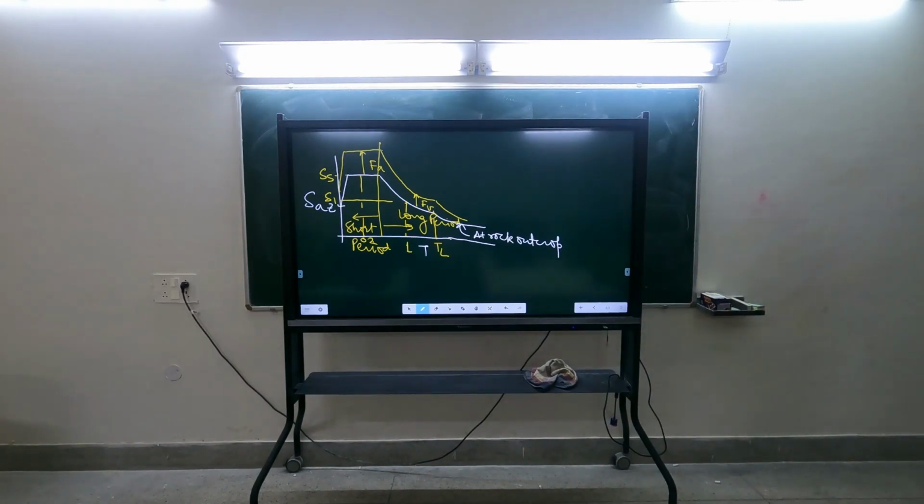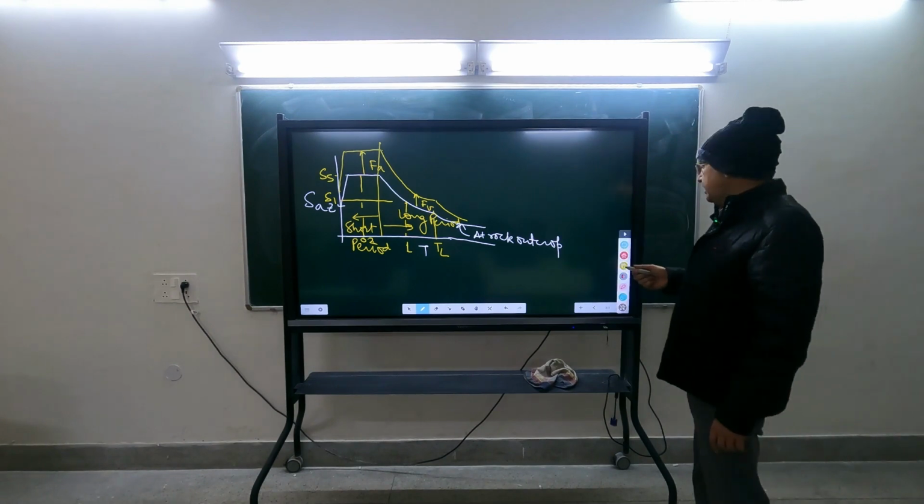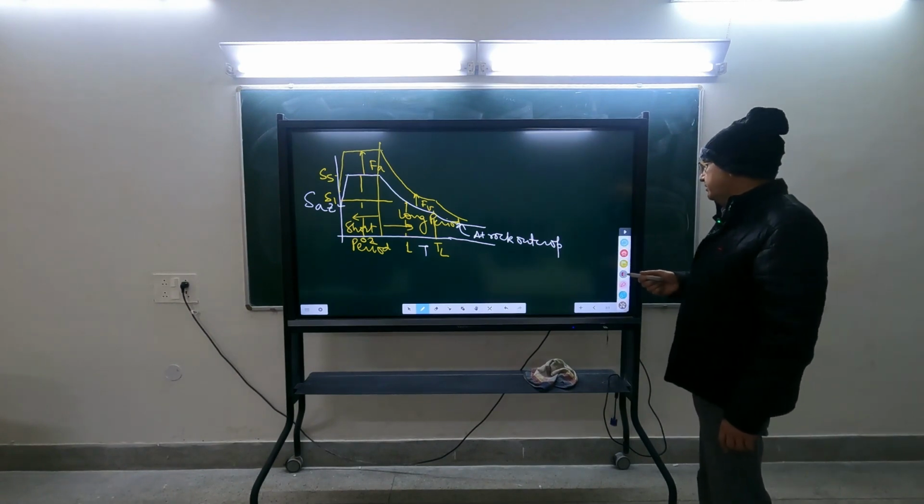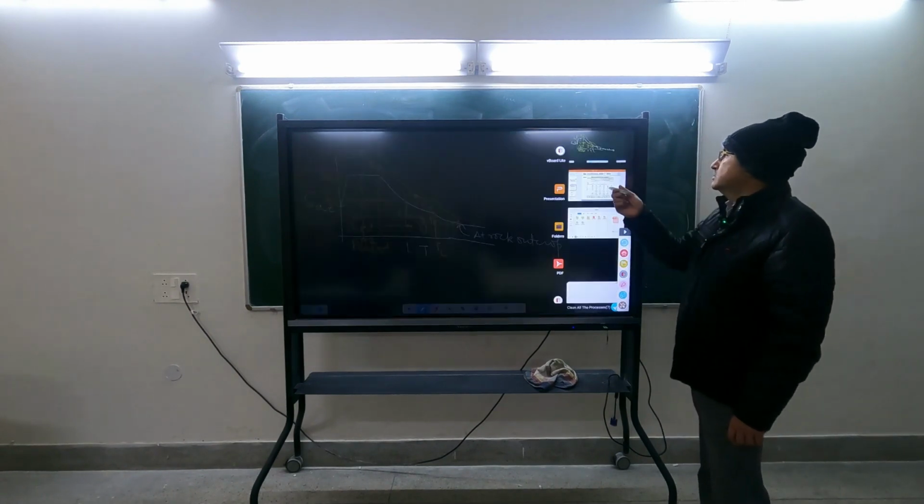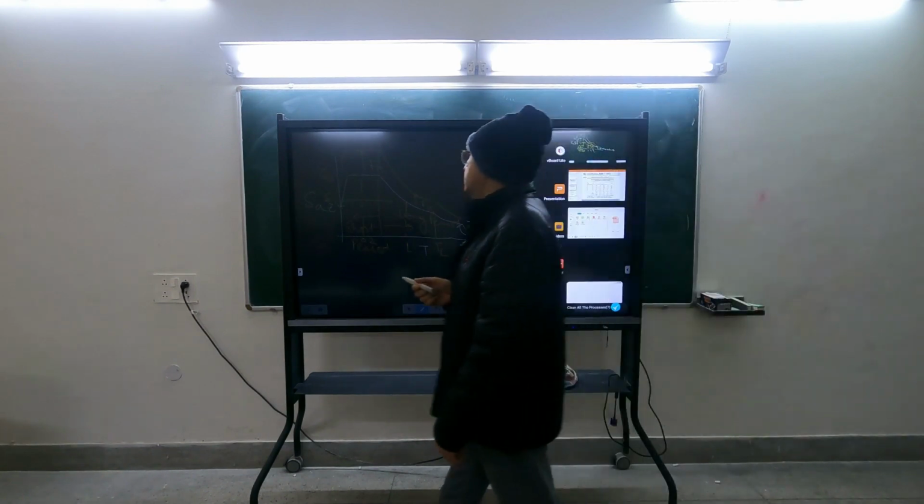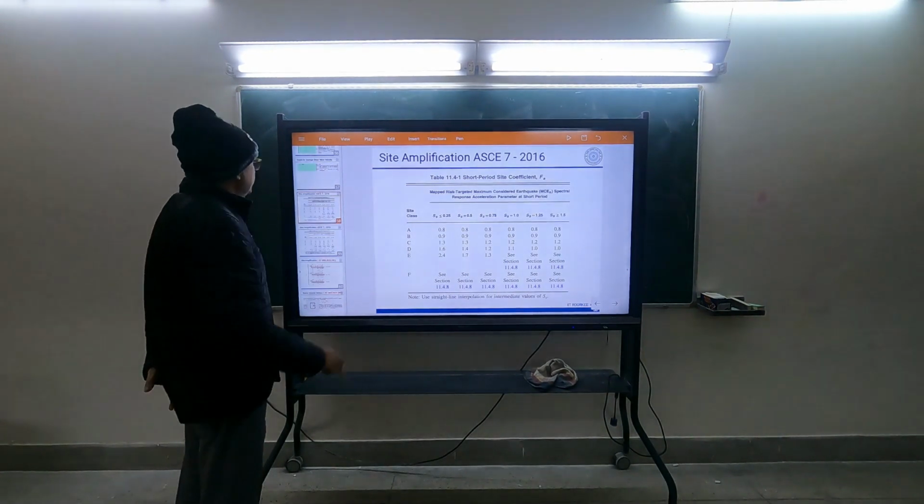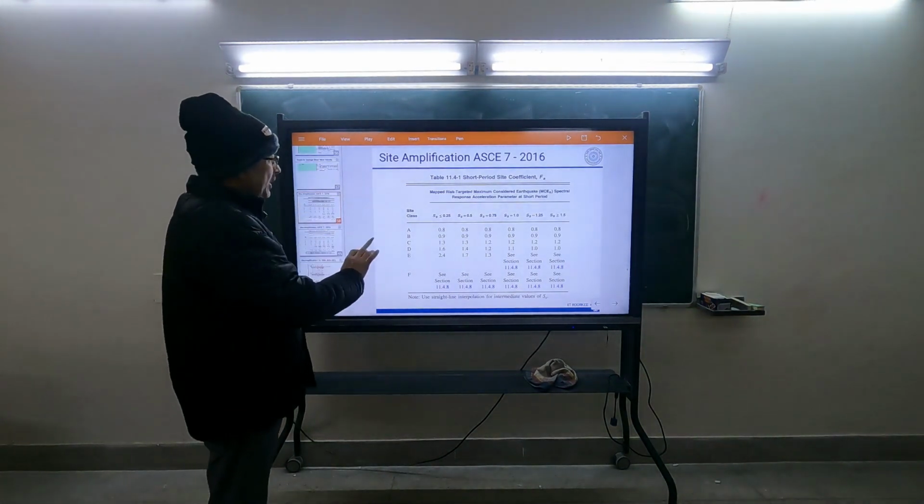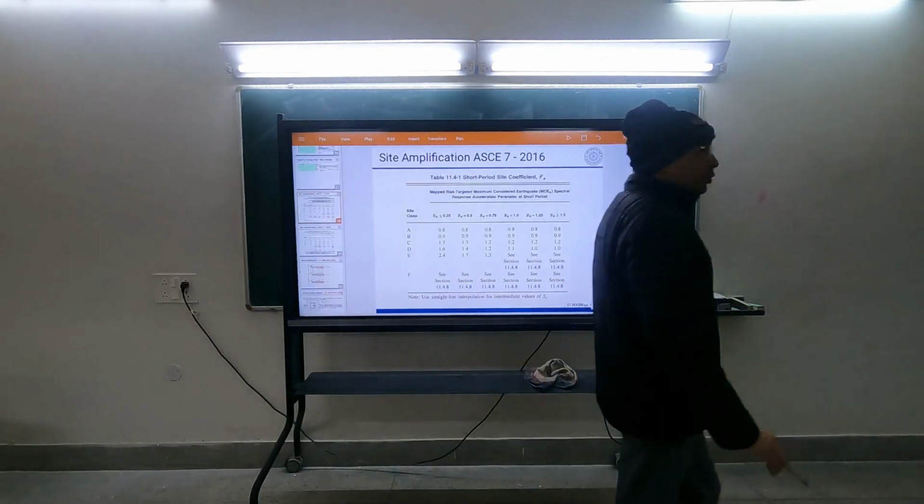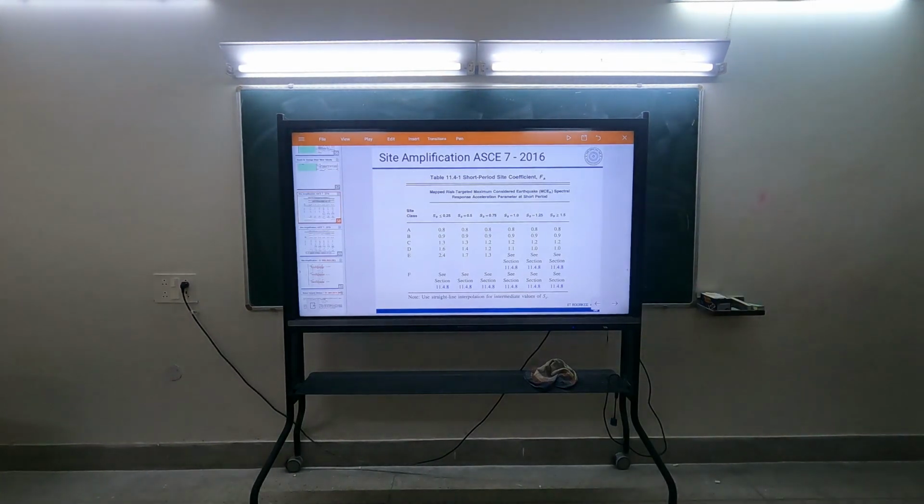In both the codes, you will get the response spectrum at rock outcrop. You have to convert that into the response spectrum at soil site. For that, you need to multiply by FA and FV, and FA and FV are given in these tables. So please look at this table at SS. Look at it carefully. What do you see? What is your observation?